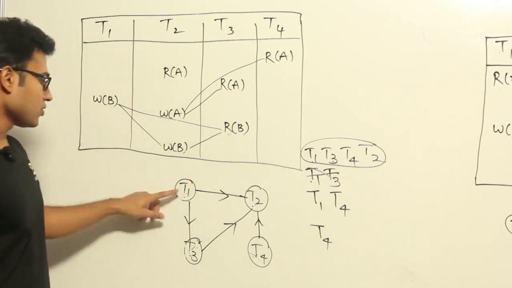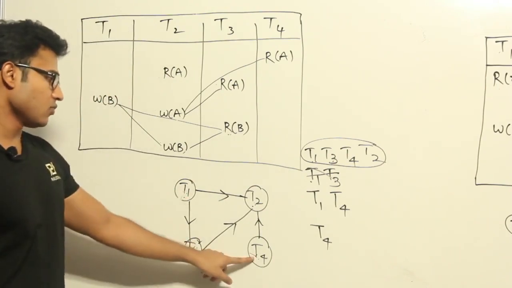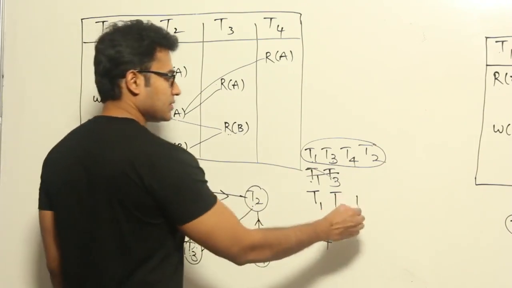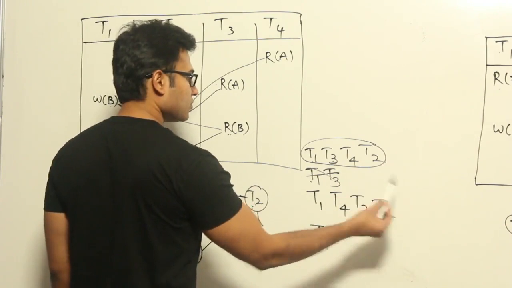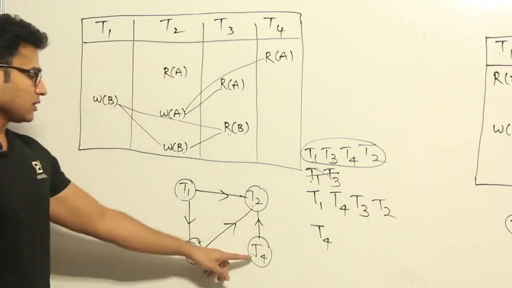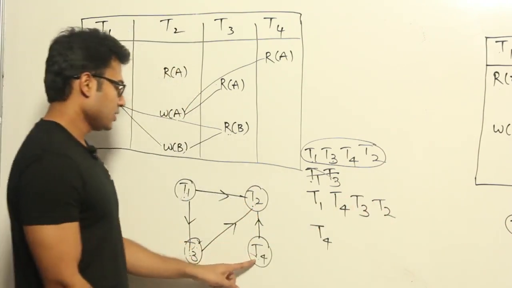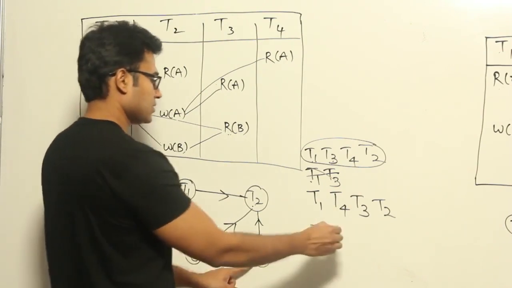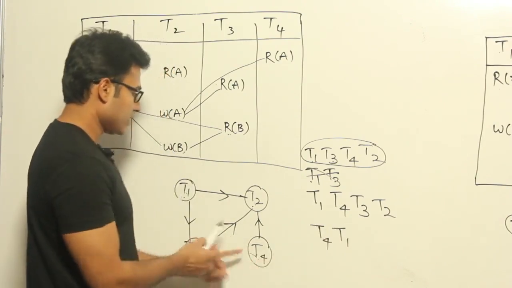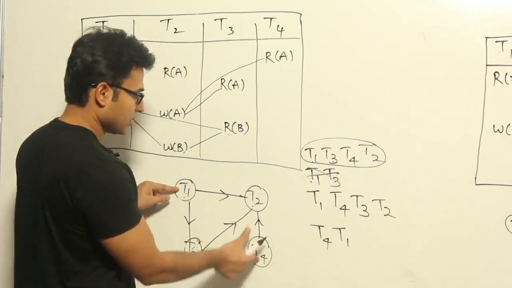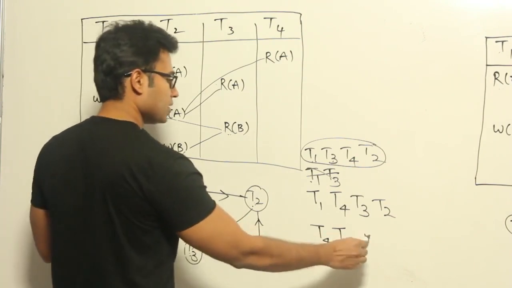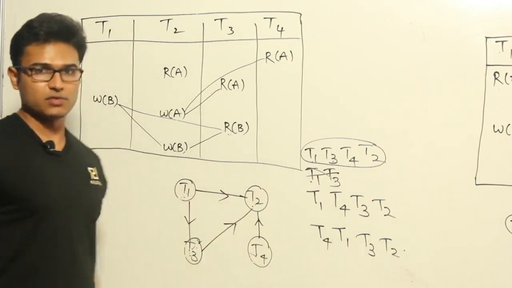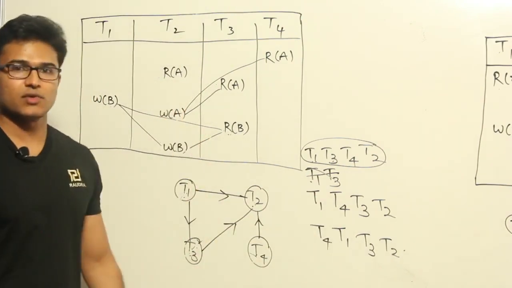Now what about T1, T4? After T1 and after T4, can I start this one? No, I have only one choice. I have to start with T3, yes, T3, and then the remaining one is T2, right? Now if I had started with T4, then after T4 can I start with T3? No. Can I start with T1? Yes, there is only one choice there. Now T1 and T4 are over. Then can I start with T2? No, I have only one choice, which is T3 and then T2, right? Therefore these are the three serial schedules to which this non-serial schedule is equivalent.